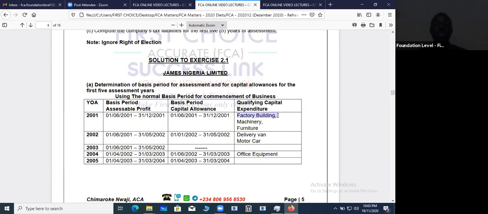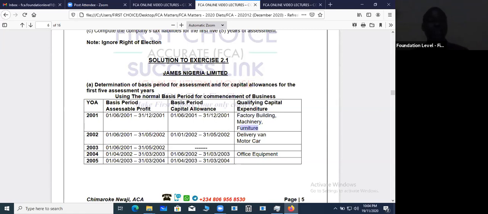These 2, factory building and machinery, that were bought before the business commenced, are treated as though they were bought on the first day of the business. So even if you bought it in March or in May, as soon as the business starts in June, that is what you can claim as capital allowance, as if it was bought June 1. The furniture that was bought in October has no problem. We handle it in 2001.